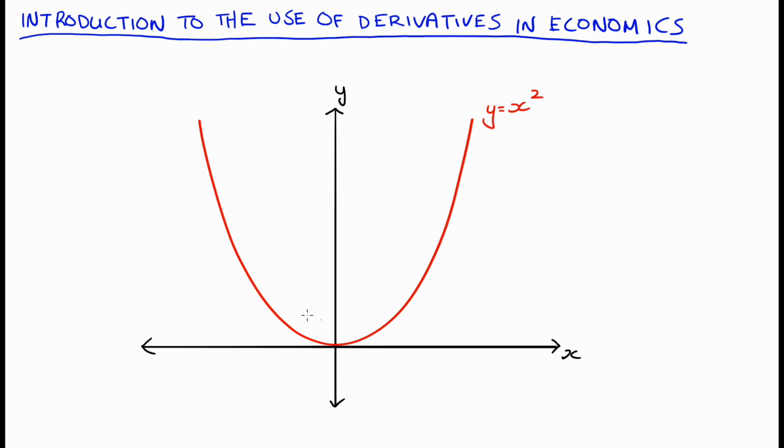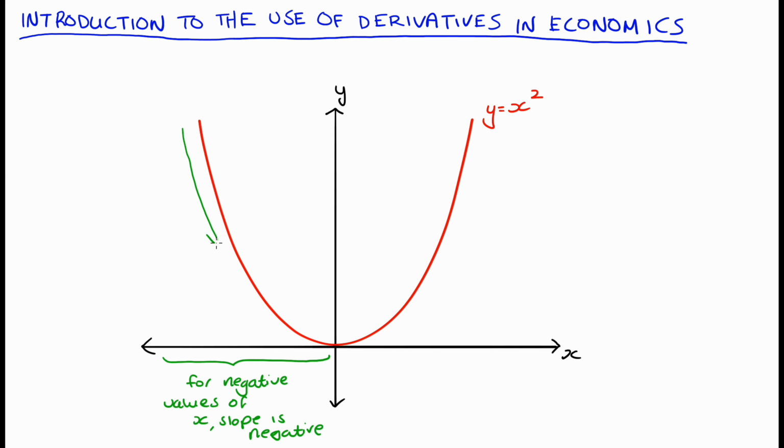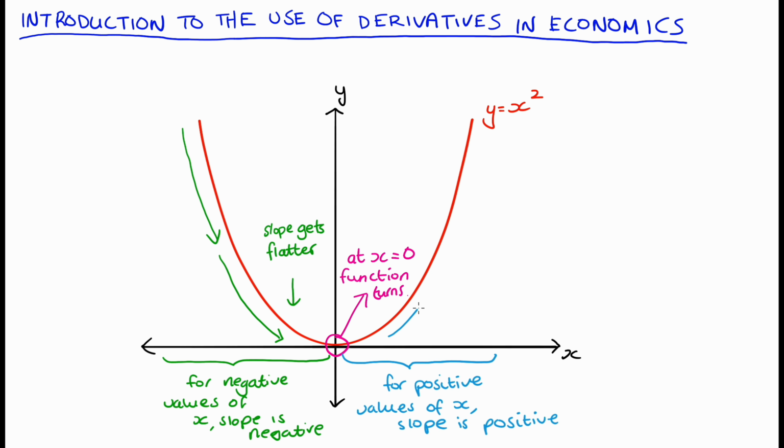So if we have a look at the slope of this function, we can see, well, for negative values of x, the slope is decreasing, so the slope is negative. And actually it gets flatter and flatter as we move towards 0, as x increases, becomes less negative. And then at 0, it kind of turns right around, and then the slope starts to get positive again where x is positive, and it gets steeper and steeper and steeper as x increases.